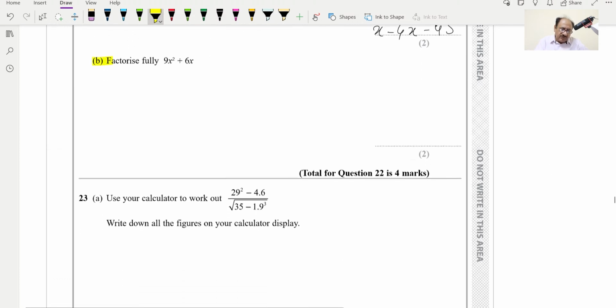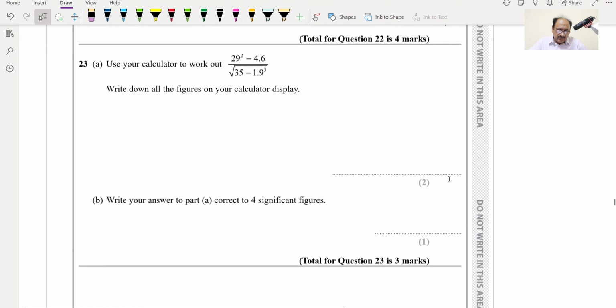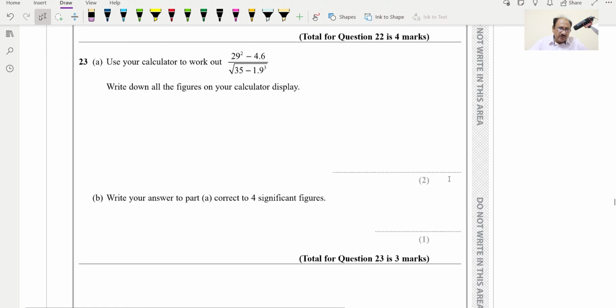Now this is factorized fully. We have to take the maximum common factor. To take the maximum common, we can take 3 common from both terms, and we can take x also common. So this will be 3x plus, this will be 2, and this will be our final answer. And this is also a 2 mark question, only one step. It's very easy. Now question number 23 is calculator use.